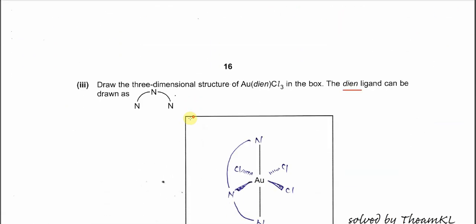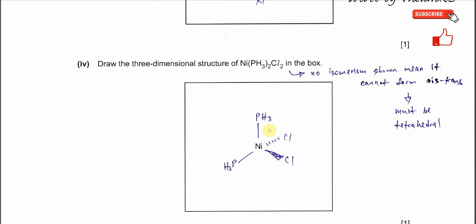So what you need to do is just draw the tetrahedral with the 2 phosphine and the 2 chloride. Draw 2 normal lines, 1 wedge line and 1 dotted line. So you just put the 4 groups there. Again, no isomerism shown, so it cannot form cis-trans. Therefore, it can only be tetrahedral.